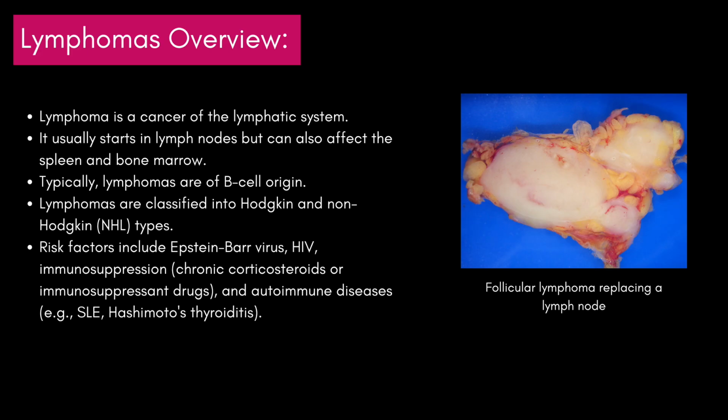Let's start off by taking a look at an overview of lymphomas. Lymphoma is a cancer of the lymphatic system. It usually starts in lymph nodes, but can also affect the spleen and bone marrow. Typically, lymphomas are of B-cell origin. Lymphomas are classified into Hodgkin and Non-Hodgkin (NHL) types. Risk factors include Epstein-Barr virus, HIV, immunosuppression, chronic corticosteroids or immunosuppressant drugs, and autoimmune diseases, for example, SLE, Hashimoto's thyroiditis.